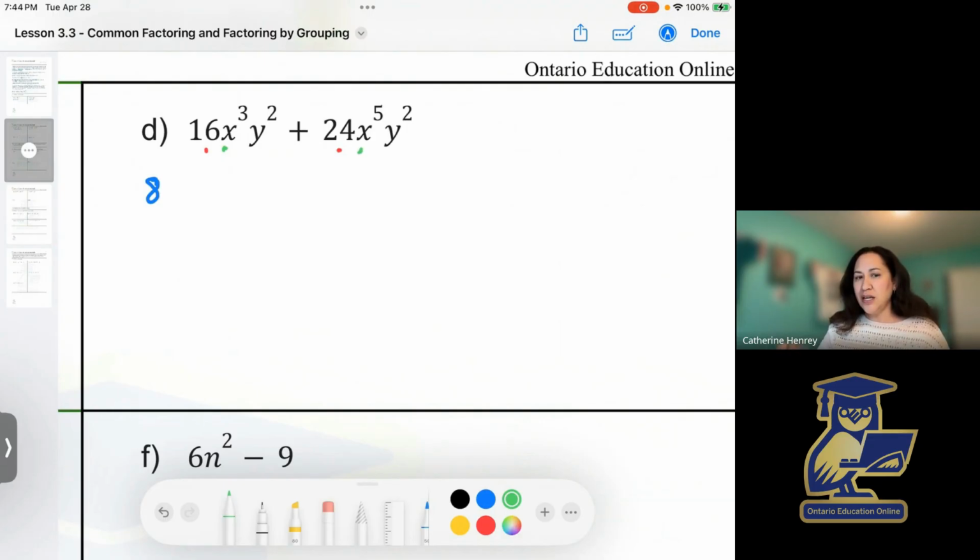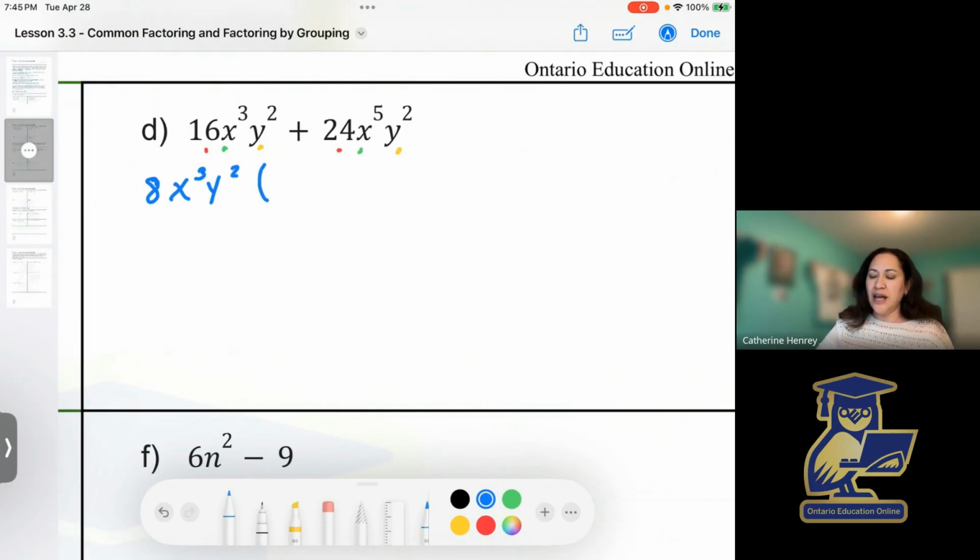And I can only take out the most number of x's in the term that has the least number of x's. So in this case, we have x to the 3. So that is the most number of x's that I can take out, x cubed. And then we take a look at the y's, and there's 2 there and 2 there. That's common to both. So I can go ahead and take out y squared. Now what's going to be left over?